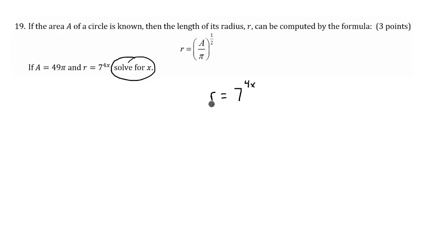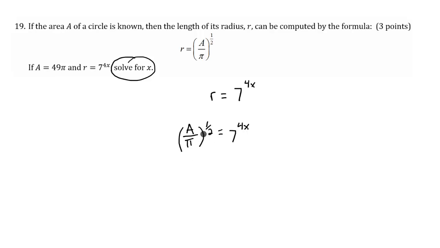However, up here we're given r, right? Radius equals area divided by pi to the 1/2 power. So I'm going to plug this part into here. So I have area over pi. That's going to be raised to the 1/2 power. And then that's going to equal my 7 to the 4x power, right?